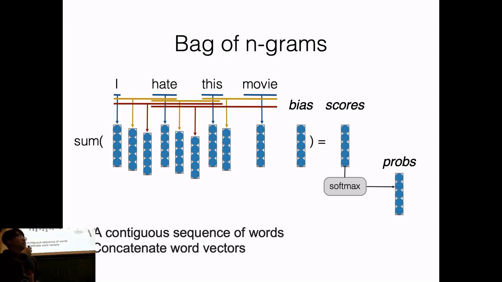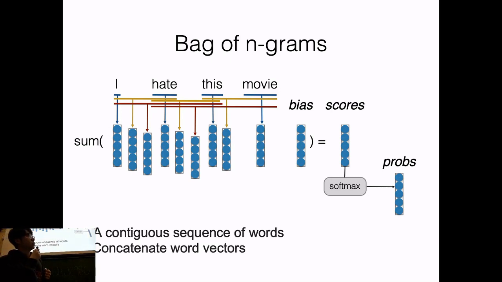There are also very easy models. I call it bag of n-grams. Here the n-gram is actually a contiguous sequence of words. Compared with the bag of words, the difference is that the unit you process is not a word, but a text span, or a contiguous sequence of words. So you could model the combination of different words, and then your model will be more powerful.